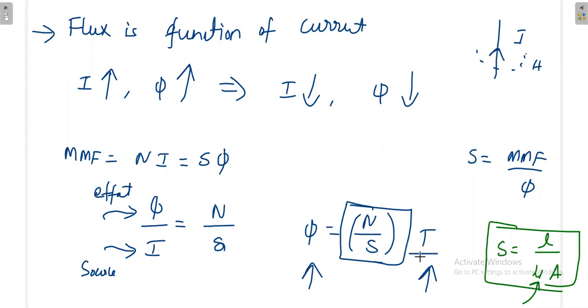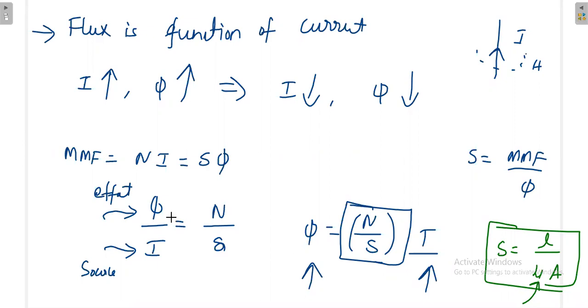Okay, so that is the idea. When you increase the current, the flux will increase, but it also depends on the material. Once you fix the material, your flux finally depends only on current. But if you change the material, then this will also change. Okay, that you have to understand.